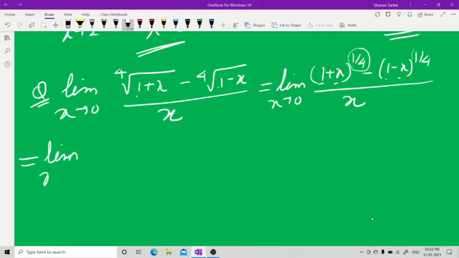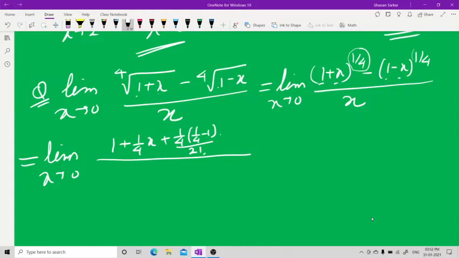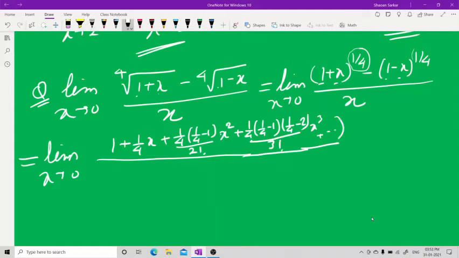Limit x tending to 0. Now I'll expand this 1. This will be 1 plus 1 by 4 x plus 1 by 4 into 1 by 4 minus 1 upon 2 factorial x square. Now this will be plus 1 by 4, 1 by 4 minus 1, 1 by 4 minus 2 upon 3 factorial x cube and so forth. Keep this in bracket.